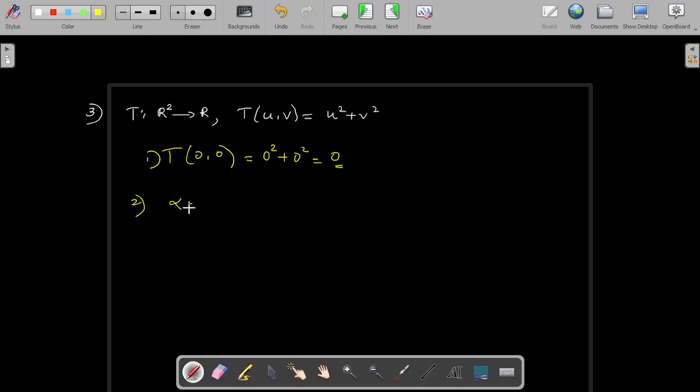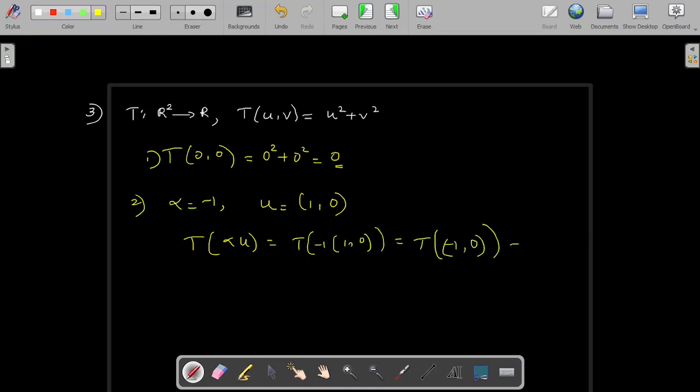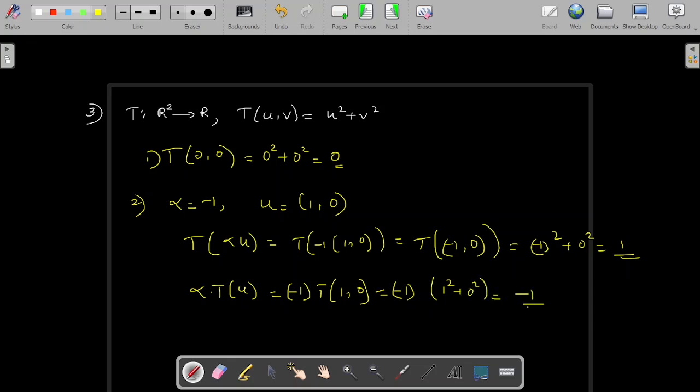You always go with the scalar multiplication. That is easy. You take alpha equal to -1 and you take u equal to 1 comma 0. Now let us first find out what is T of alpha into u, which is T of -1 into 1 comma 0. This is equal to T of -1 comma 0, which goes to -1 square plus 0 square, which is equal to 1. Next you take alpha into T of u, which is -1 into T of 1 comma 0. This is equal to -1 into 1 square plus 0 square, which gives -1.